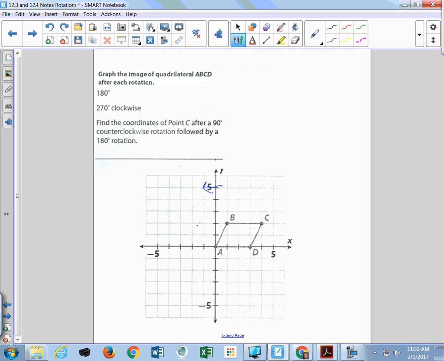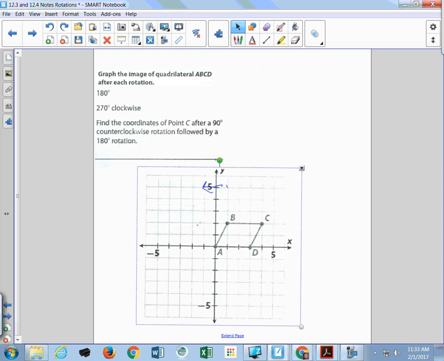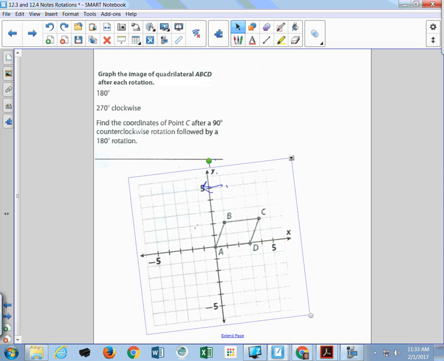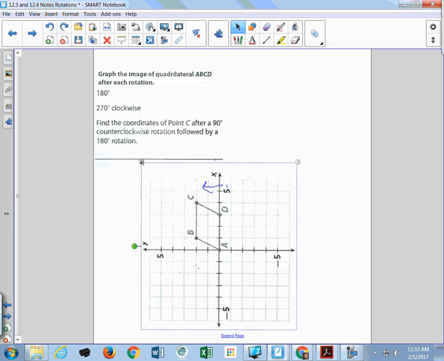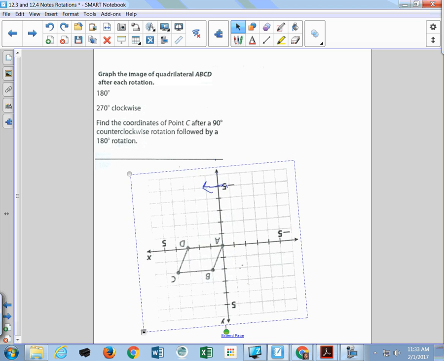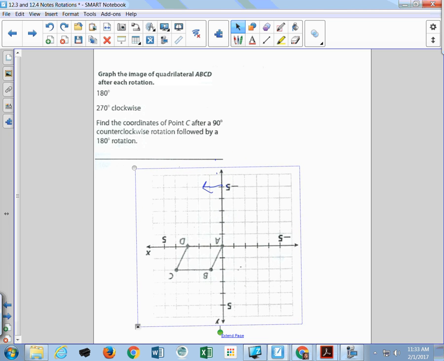So take your paper, pick it up, and turn it twice. So this is what twice would be. 1, 2. So it's basically upside down.